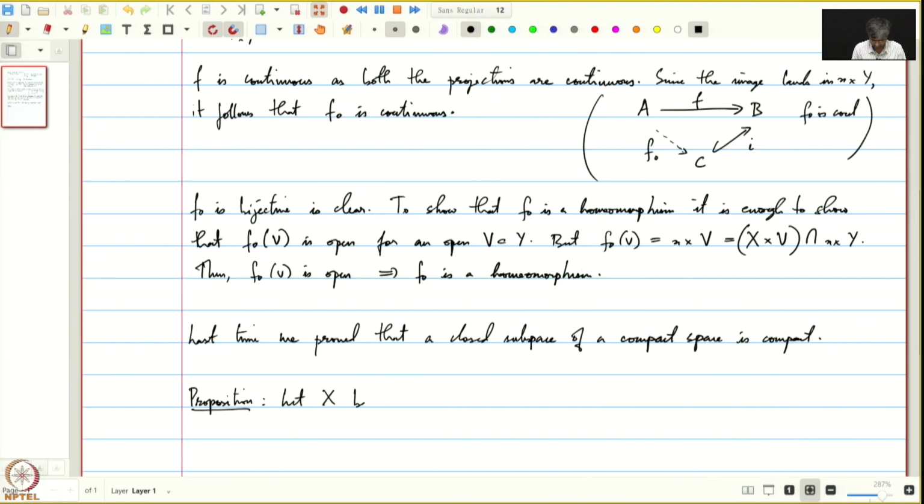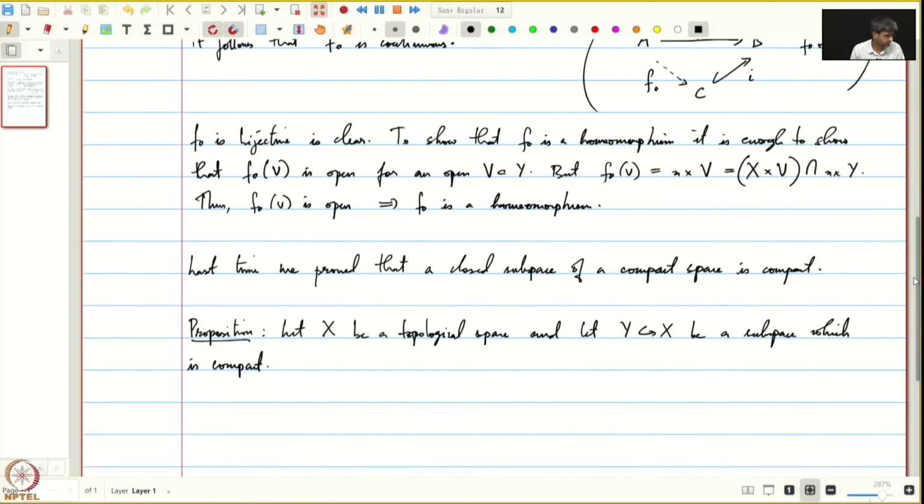Let X be a topological space and let Y contained in X be a subspace which is compact. Right. So here Y is a subspace of X, and therefore it inherits the subspace topology, and this topological space is compact. That is our assumption with the subspace topology. So then our claim is that Y is closed in X. Okay, so let us prove this.